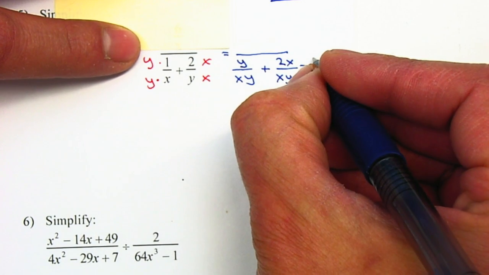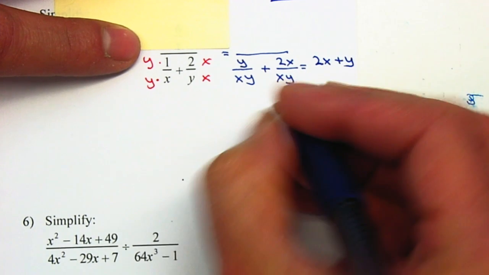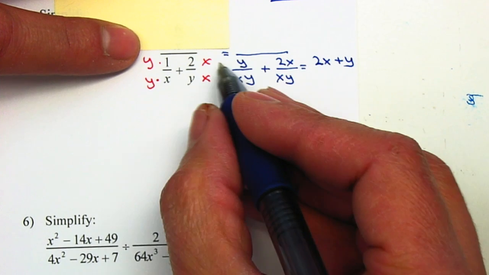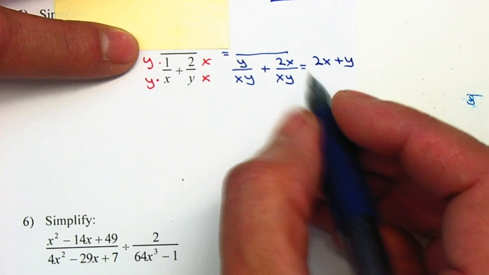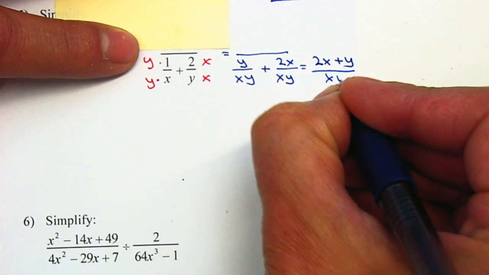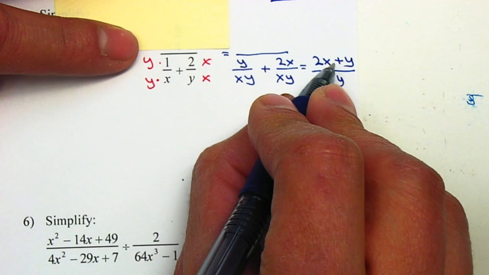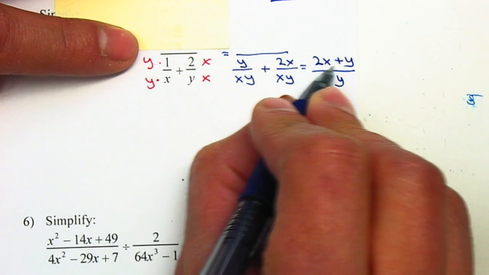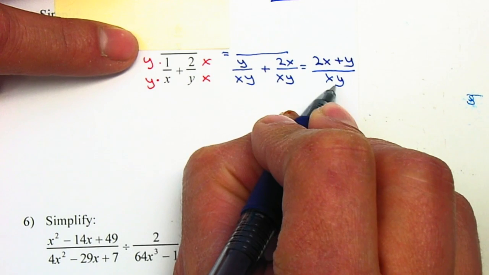It will be 2x plus y. Alphabetical order, the x is first, and then the y. You are adding, so don't combine them, over xy. Many of you guys are making the mistake right here on your quizzes. It's adding, so there should be a plus in between. The denominator stays the same.